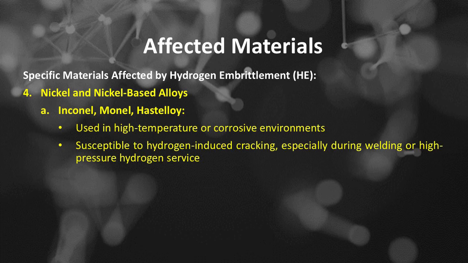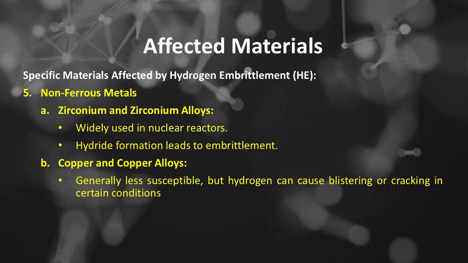Number 4 of specific materials affected by hydrogen embrittlement is nickel and nickel-based alloys, including Inconel, Monel, and Hastelloy, used in high-temperature or corrosive environments. They are susceptible to hydrogen-induced cracking, especially during welding or high-pressure hydrogen service. Number 5 is non-ferrous metals, including number A, zirconium and zirconium alloys, widely used in nuclear reactors. Hydride formation leads to embrittlement.